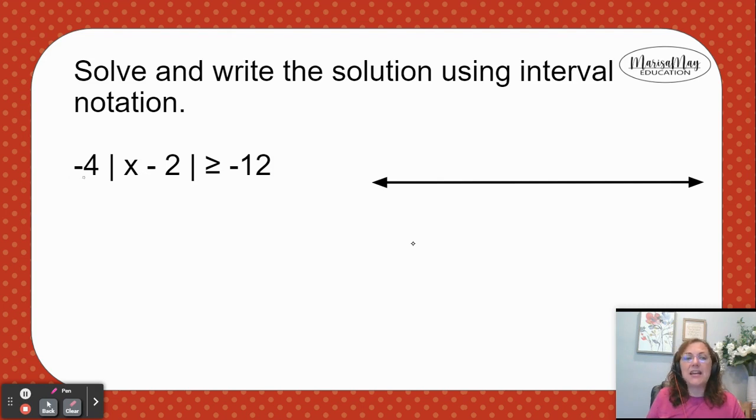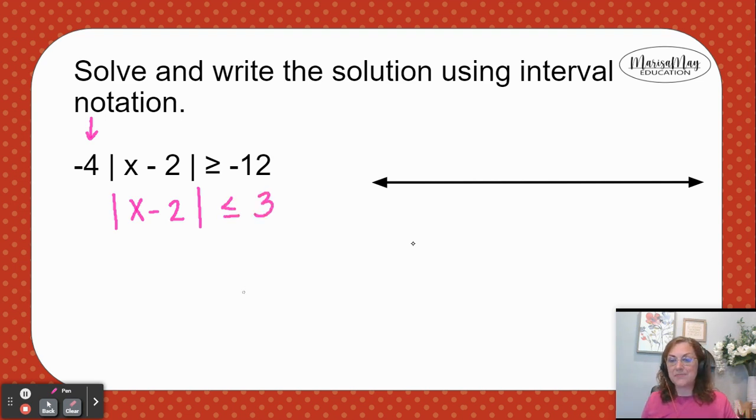We'll be solving an absolute value inequality. Let's begin by dividing both sides by the -4 we see on the outside of this absolute value. When I divide by a negative number, I have to flip the inequality. That's a cardinal rule of inequalities.